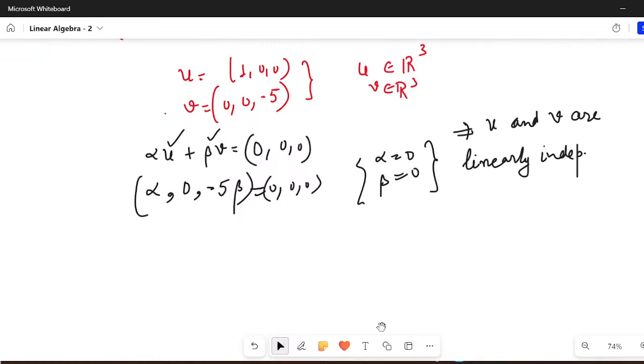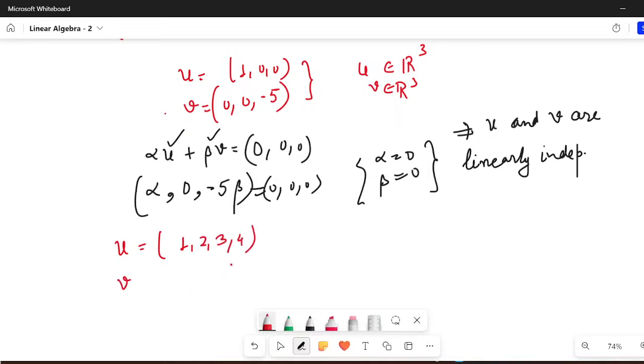Let us take one more example, for 4-dimensional vectors. Let us take u as (1, 2, 3, 4), an easy one, and let us take v equal to (4, 3, 2, 1). So this is your u, this is your v. Now tell me whether these u and v are linearly dependent on each other or linearly independent of each other. If they are linearly dependent or linearly independent, how to check?